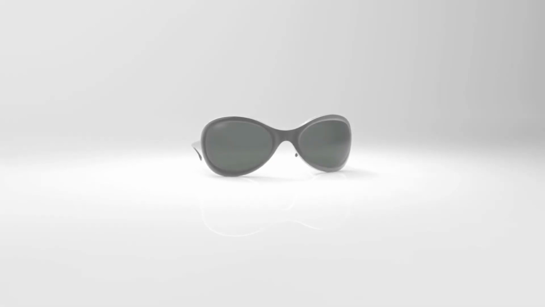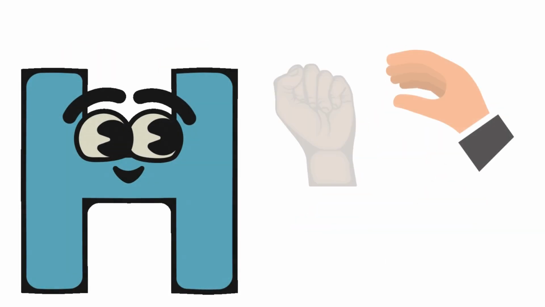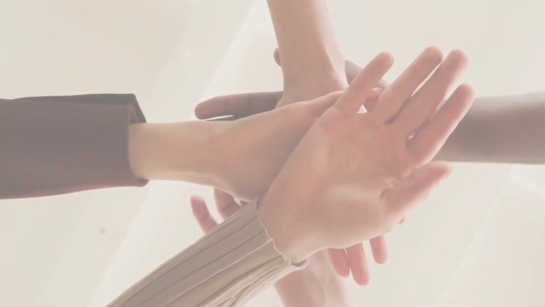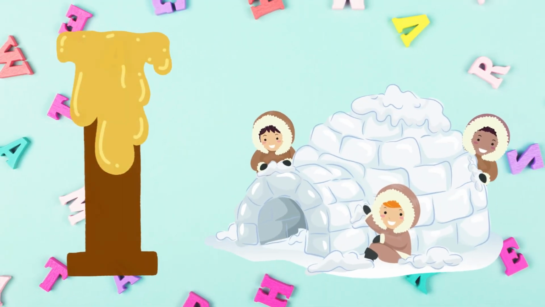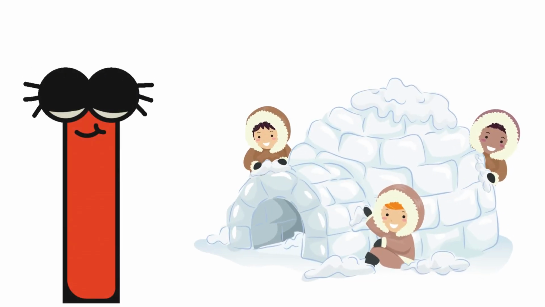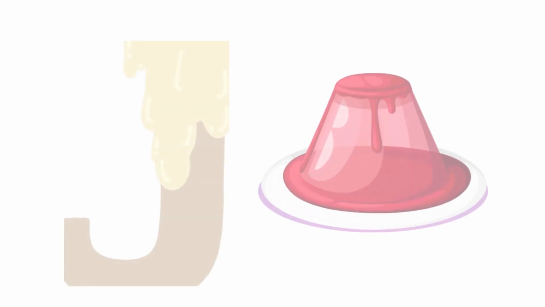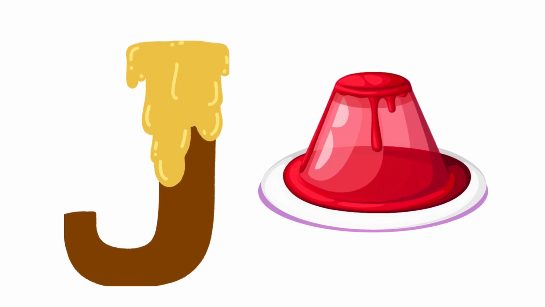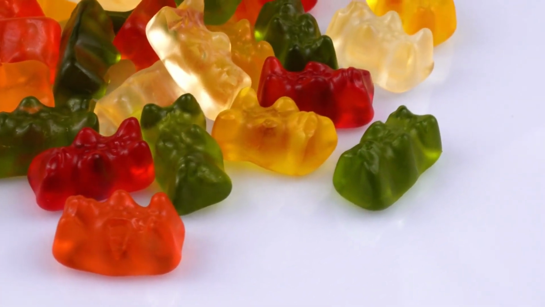glasses, glasses. G, glasses. H is for hand, hand, hand. H, hand. I is for eagle, eagle, eagle. I, eagle. J is for jelly, jelly, jelly. J, jelly.